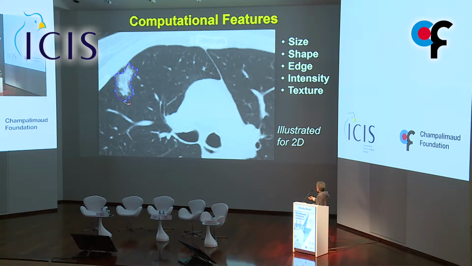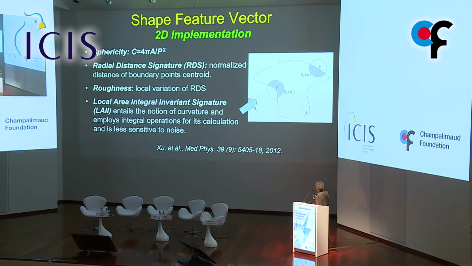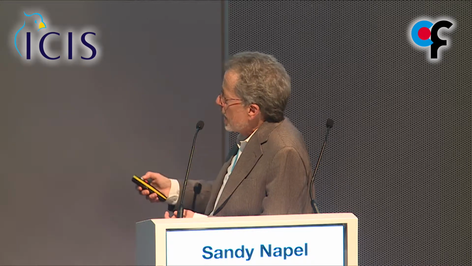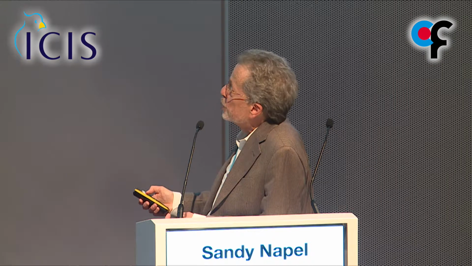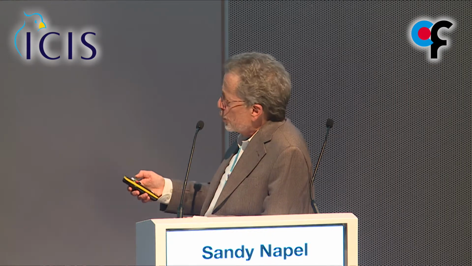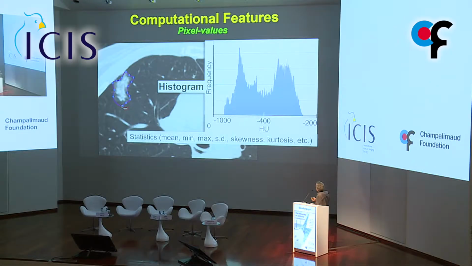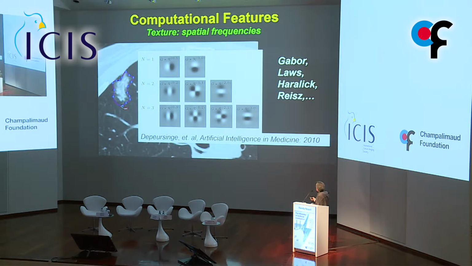And as usual, it's illustrated here for 2D, but of course this is a 3D operation. Shape features can be described in various ways. We've already seen examples of sphericity. There are other distance signatures that tell you things like how undulating the shape is, and these can all get packed into a feature vector as well. The edge feature vector tells you how sharp the tumor is with respect to the tissue that it's embedded in. And computational features, of course, include all the statistics of the gray values inside the tumor, all the histogram features, mean, minimum, max, etc. And finally, texture features.